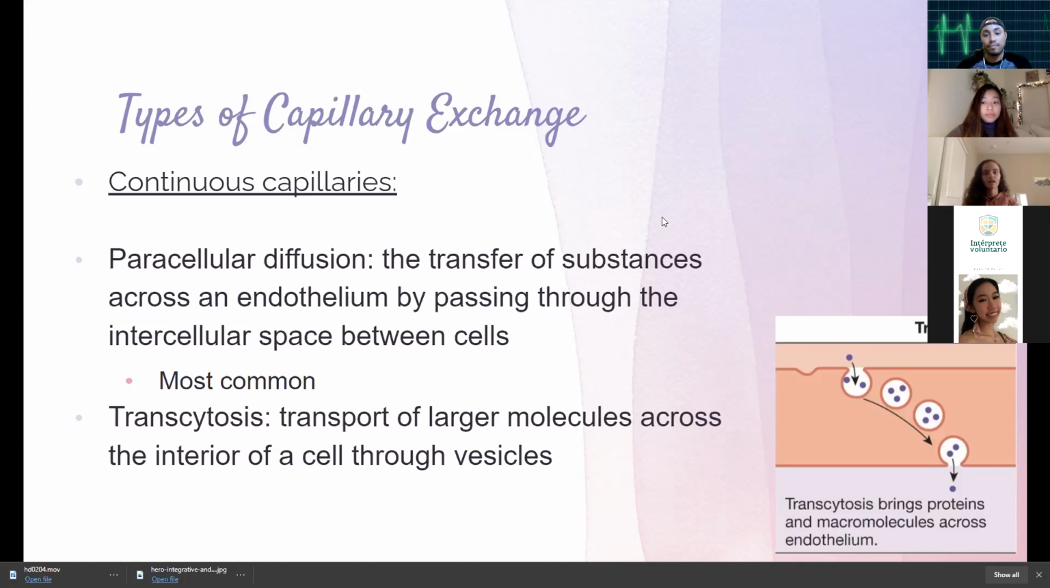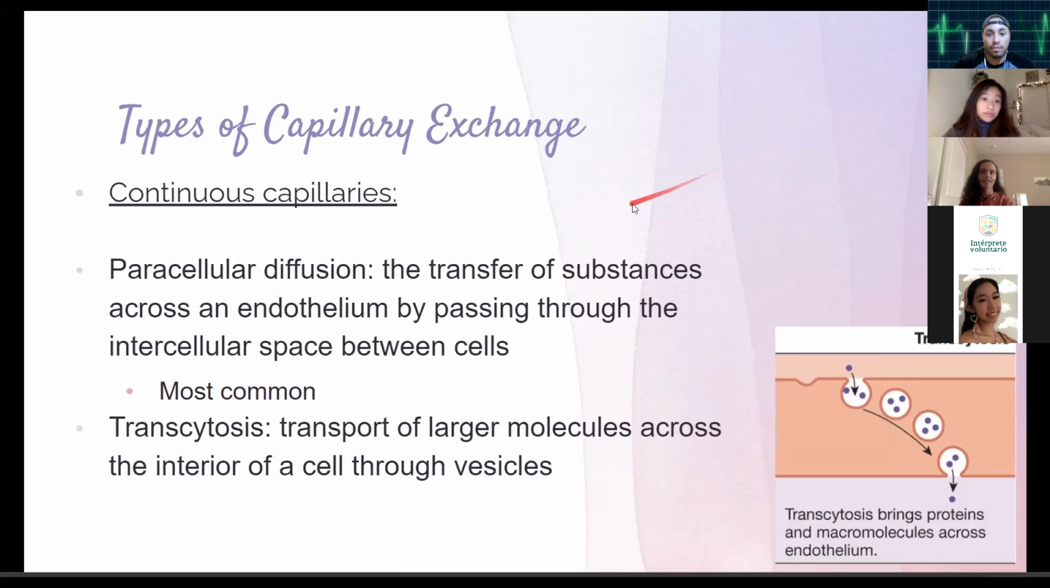substances. Now, transcytosis is going to be for larger molecules like macromolecules, for example, or proteins. And that's basically when these molecules are going to pass through the interior of the cell from one end through vesicles, and they're going to be exocytosed from the other end of the endothelium. And you can see a little graphic of this. So kind of think of it as like when vesicles release their neurotransmitters in action potentials. It's kind of the same idea, except that here we're talking about transport.